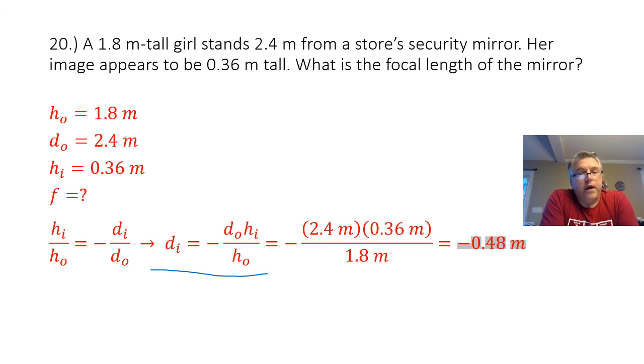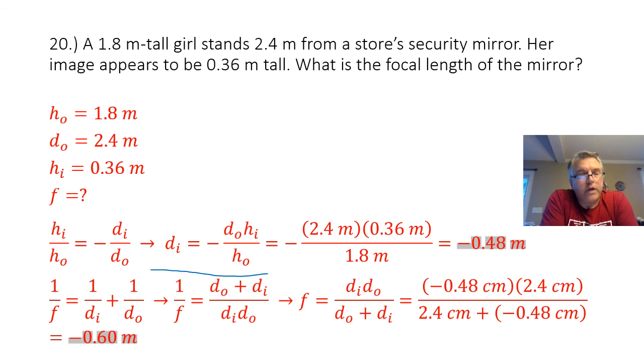Now I can use my mirror equation to solve for the focal length. And remember, I do need to get my focal length out of the denominator and into the numerator. I can't solve this as long as my focal length is in the denominator of that fraction. So when I do that, I am going to have the focal length equals the image distance times the object distance divided by the object distance plus the image distance. Plugging my known variables into that equation, I will have a focal length of negative 0.60 centimeters.